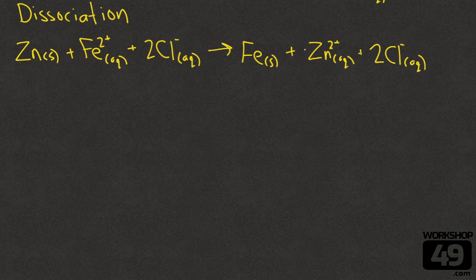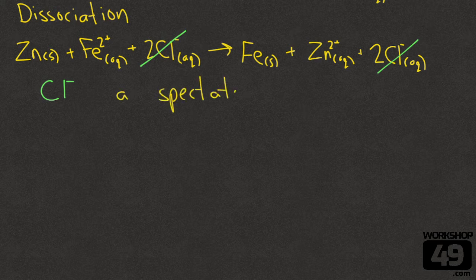In this dissociation, we can see that there's actually something that's on both the left and the right that we can cancel out. In this case, those chloride anions. We can cancel those out because the chloride, that's called a spectator ion. So a spectator ion does not actually participate in the reaction. It's something that we can cancel. It's there on the left. It's there on the right. It didn't do anything. We don't need it.